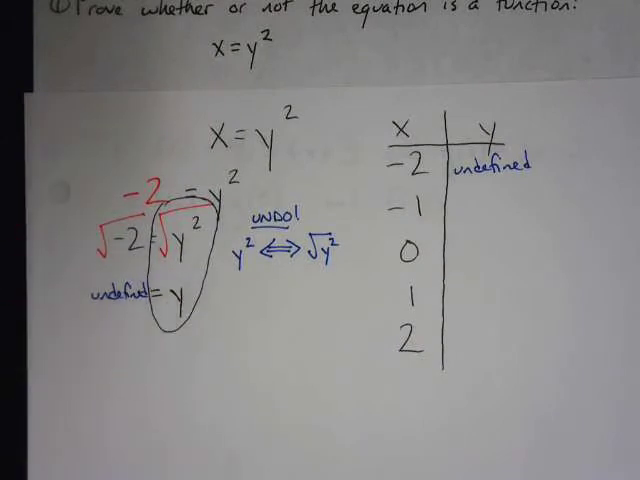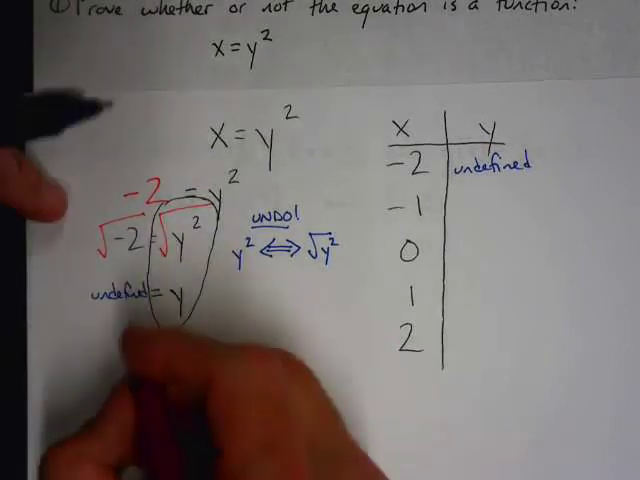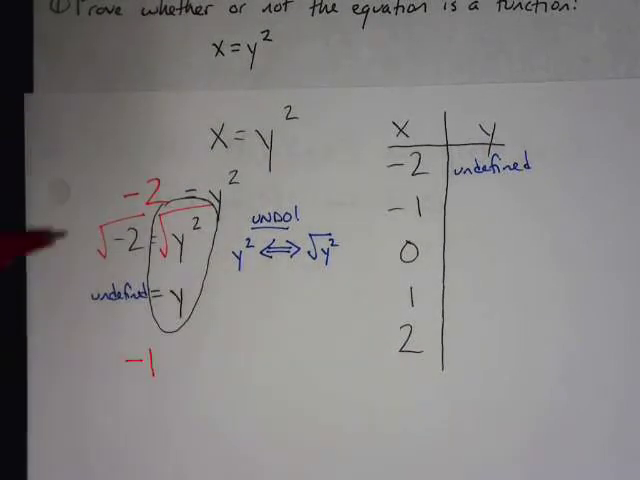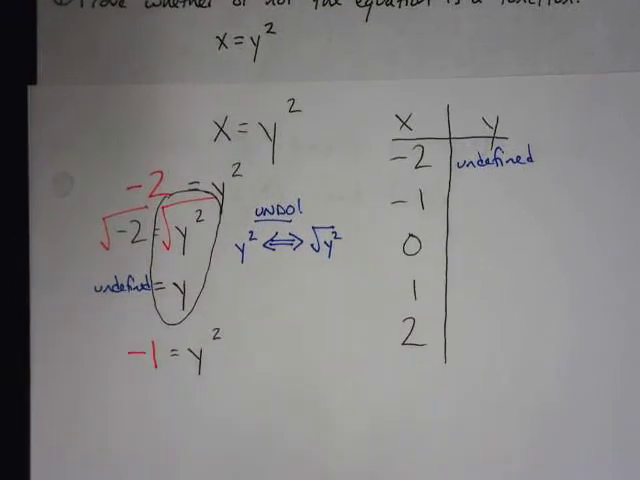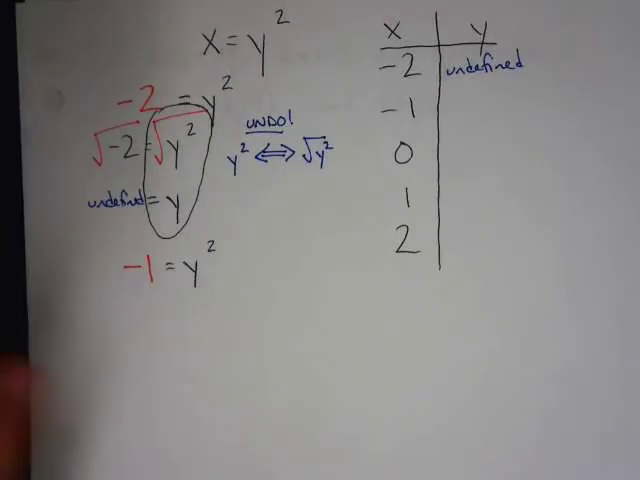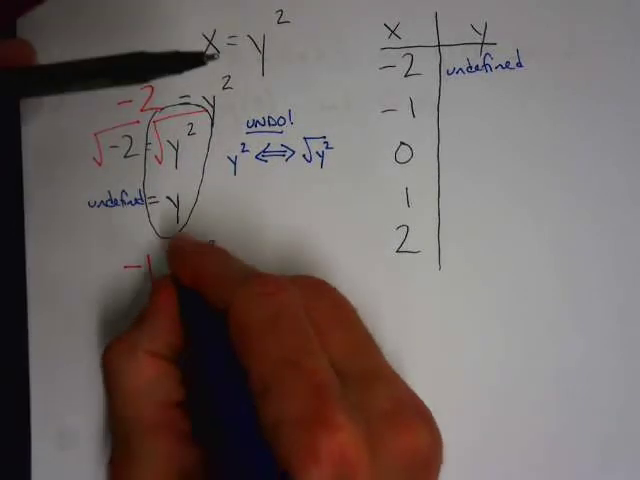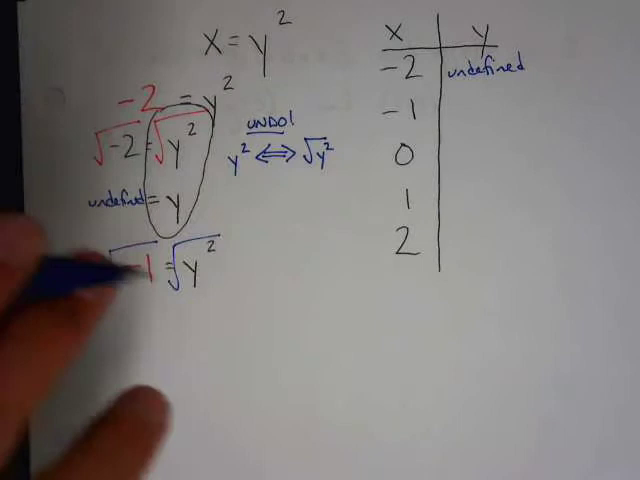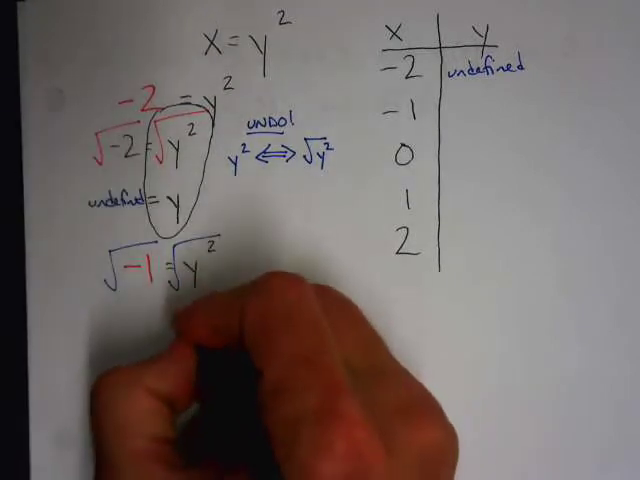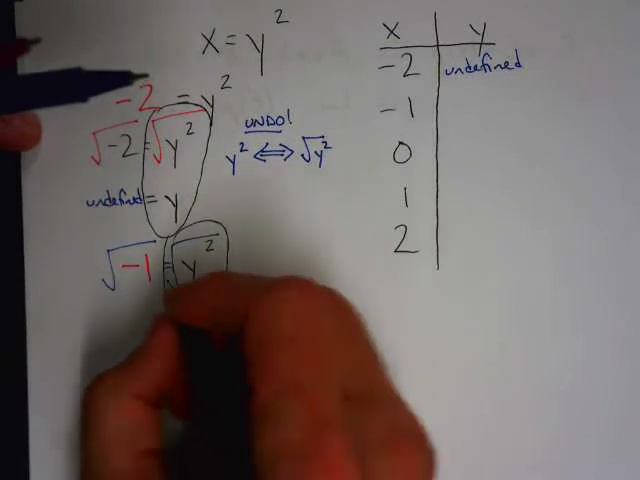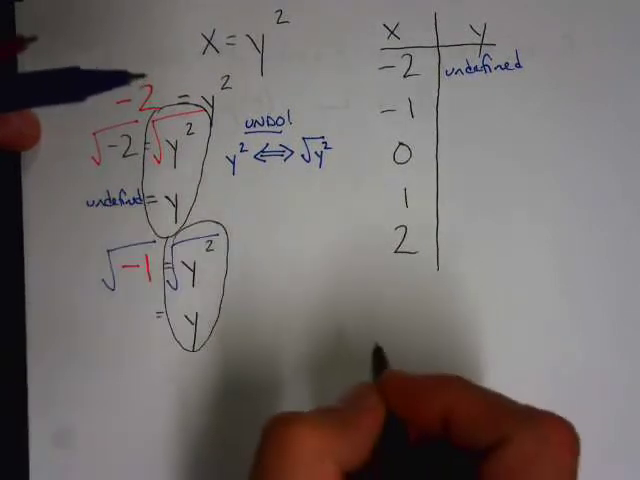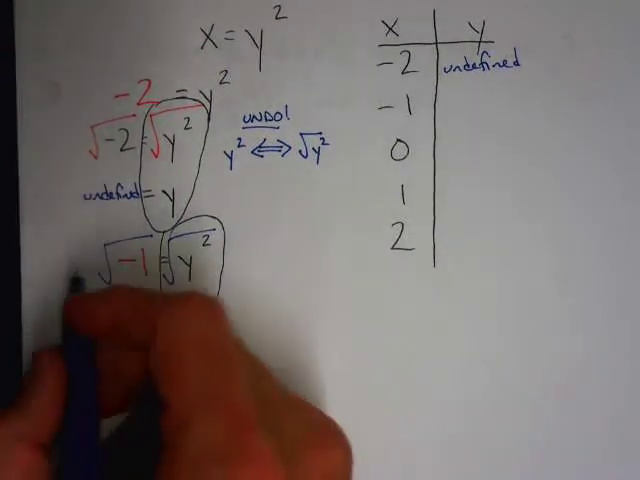So what's going to happen with -1? We're going to do the same thing. We have -1 is equal to y squared, and again, we're going to undo that by taking the square root of both sides. Now our y is by itself, because you have to remember, the square root of y squared is equal to y. And then what's the square root of -1? Again, undefined.